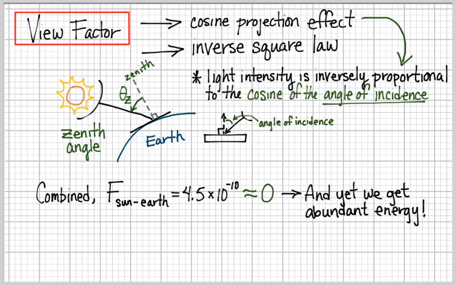So view factor is important. It is defined in terms of the cosine projection effect and the inverse square law. The actual view factor for the Sun, as we calculate it, is a very, very small number, and yet we still get a lot of energy from the Sun.